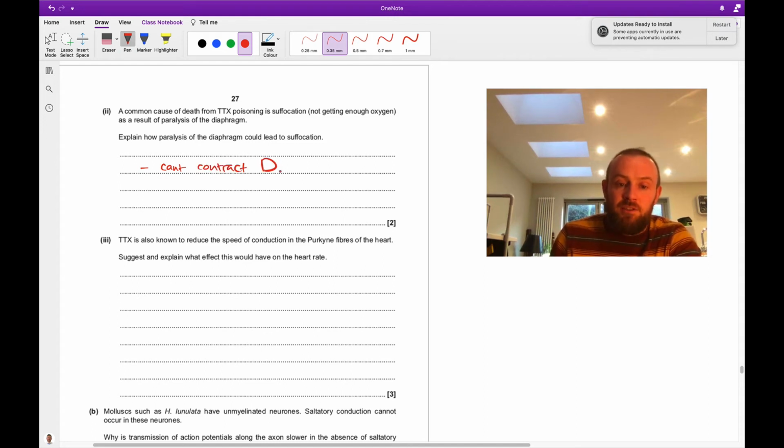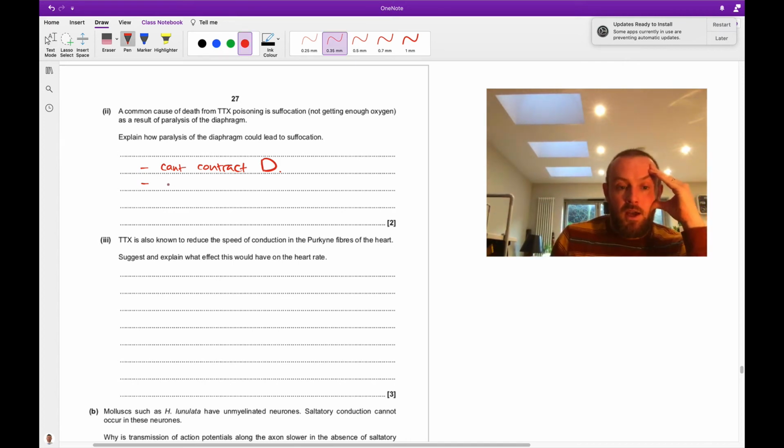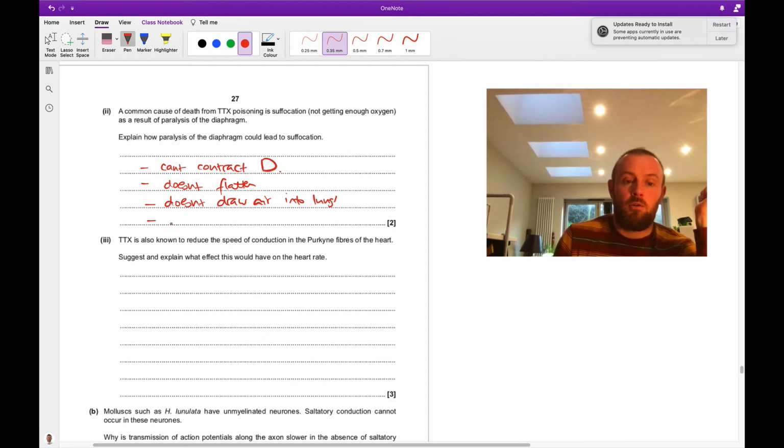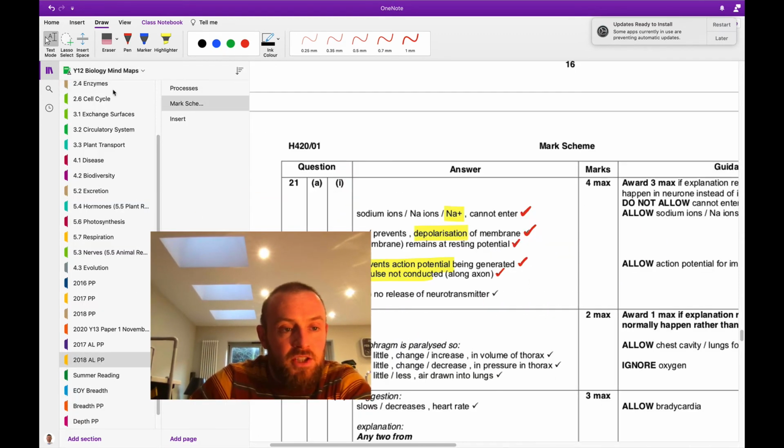can't contract, D for diaphragm, therefore it can't be pulled down, doesn't flatten, I'd say, doesn't draw air into lungs, therefore no lung ventilation. And then lack of oxygen and death. Mark scheme, let's check it out.